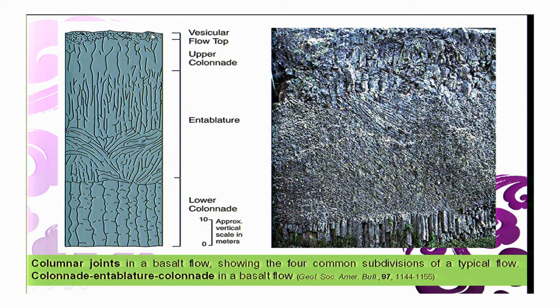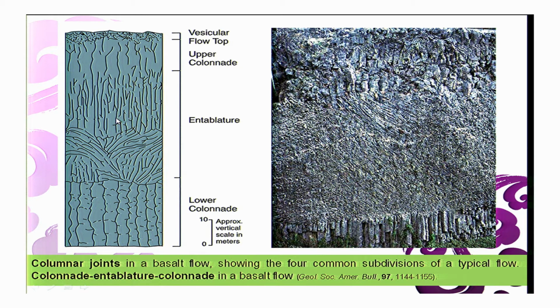What are those zones? The uppermost zone, the topmost zone, is vesicular. Why is it vesicular? Because of the escape of gases. But you have a flow top, then the successive layer is called the upper colonnade structure. Colonnade is a technical term where you have straight fractures. These fractures are there, but at a lower level they are not straight, or sometimes they club together and form another zone called the entablature zone.